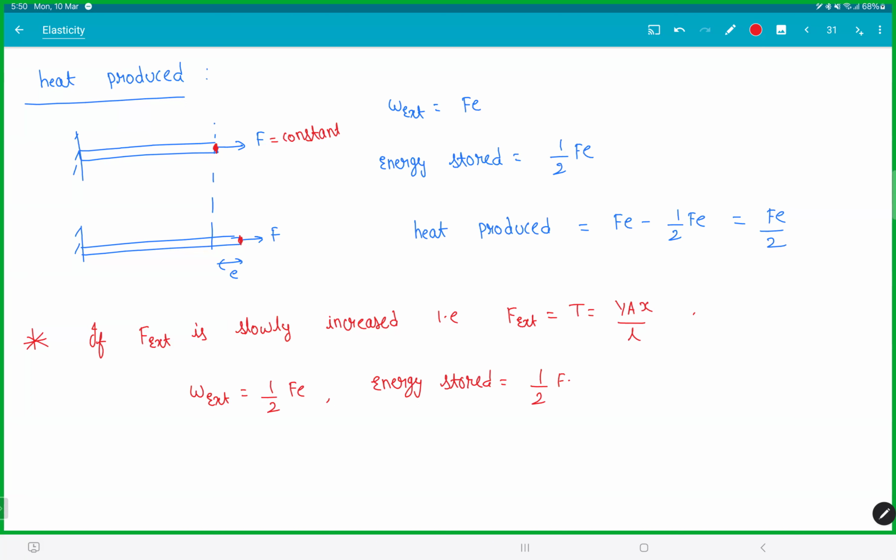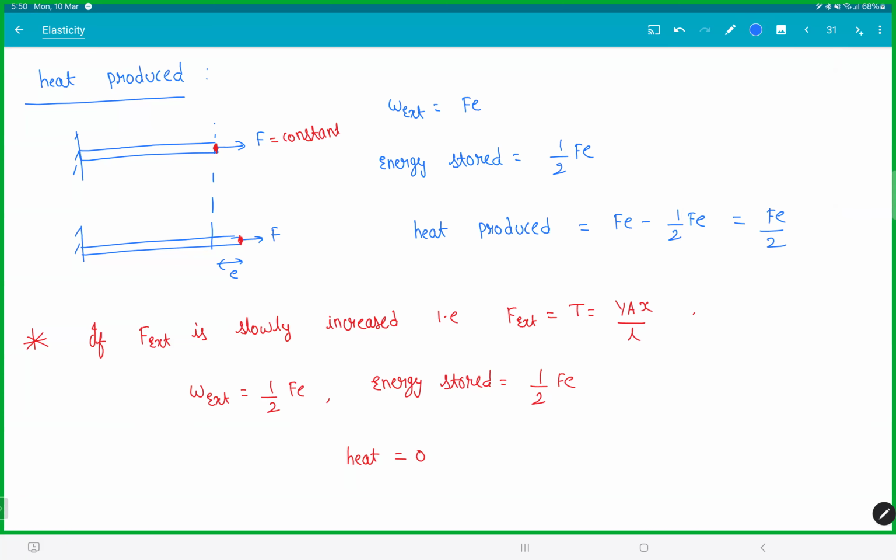If you apply a constant force, what is the heat produced? If you apply a force which is slowly increasing, what is the heat produced? Zero. Since you're applying it so slowly, there is no oscillation, so there will be no heat produced. This is how they'll frame theoretical questions. At an advanced level, in more than one choice questions, this will be one of the statements. Clear, everyone?